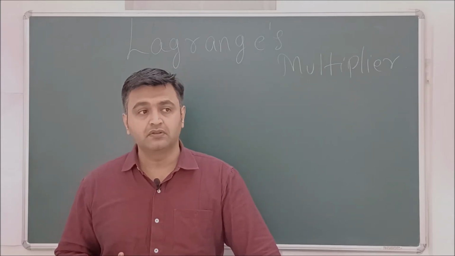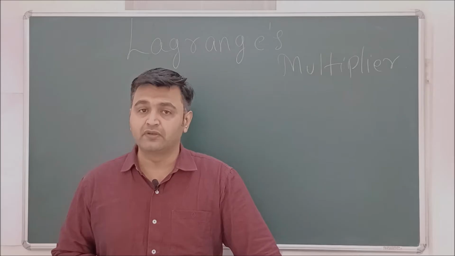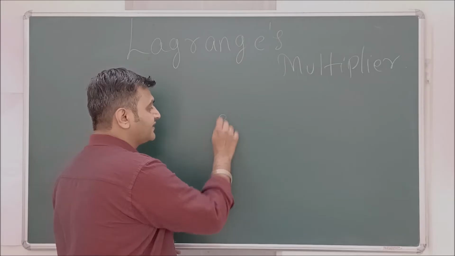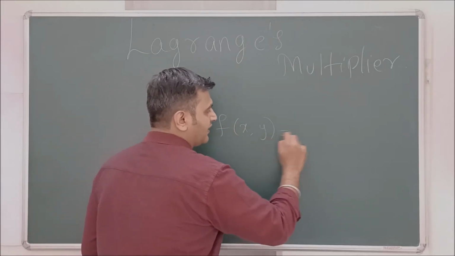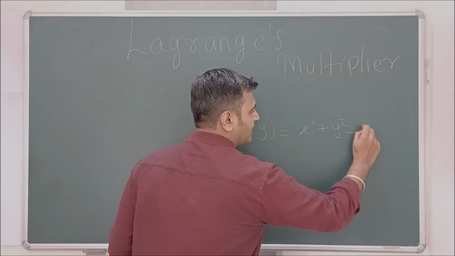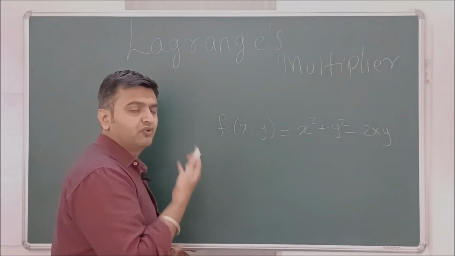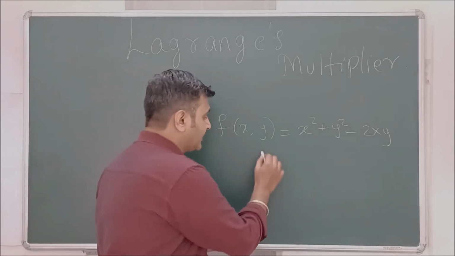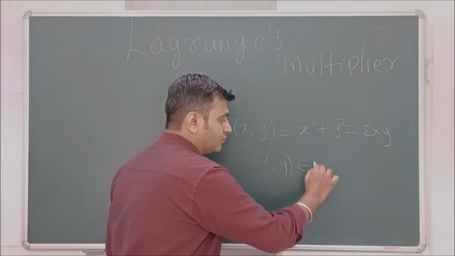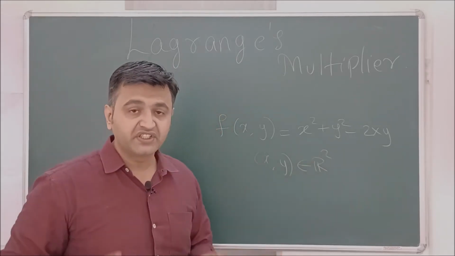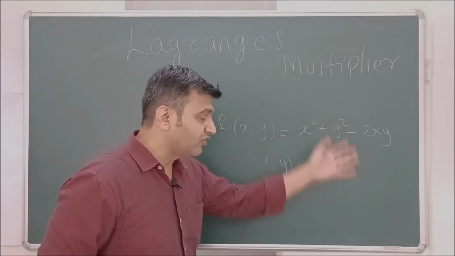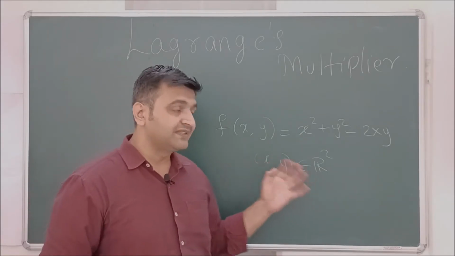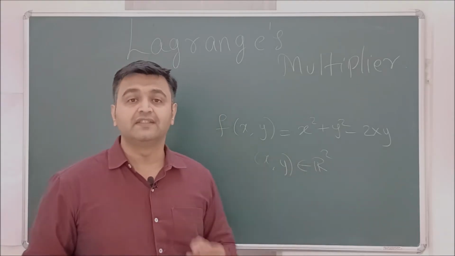The first one was to find the maximum and minimum value of the function. That means to optimize the function. But there, when you had a function, for example, f(x,y) = x² + y² - 2xy, suppose you want to maximize or minimize this function. Here there was no restriction on x and y. Your x and y can be anything in R². So when there are no restrictions, no constraints, such problems are called unconstrained optimization problems. And to find the maxima or minima of this, we took the help of the Hessian matrix.